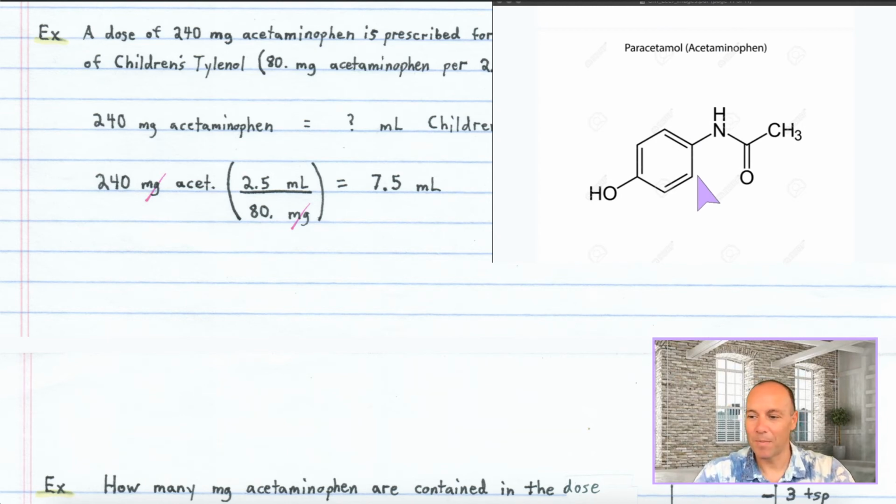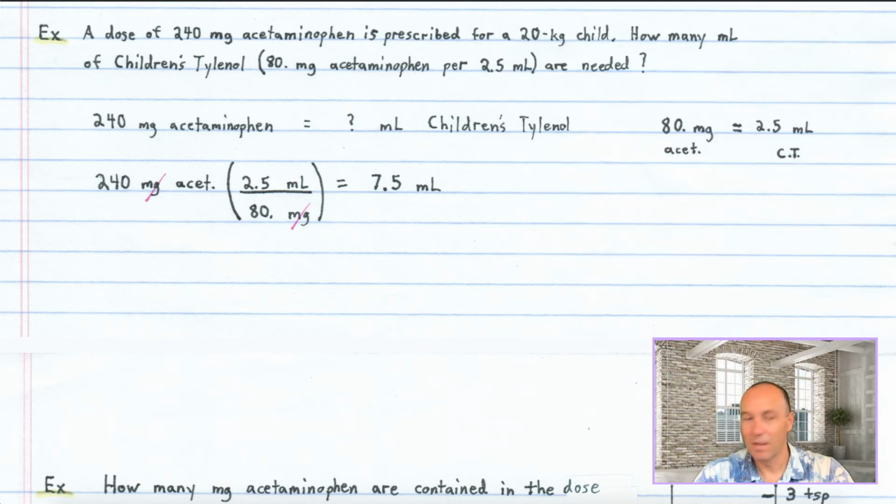All right. Now, here we go. A dose of 240 milligrams acetaminophen is prescribed for a 20 kilogram child. How many milliliters of children's Tylenol, which is 80 milligrams of drug per 2.5 milliliters, are needed? There's a lot of information in this problem. A dose of 240 milligrams of acetaminophen is what you want the child to get. Now it tells you it's a 20 kilogram child, and you might be thinking, well, maybe I have to use this in the calculation somewhere, and it turns out you don't.